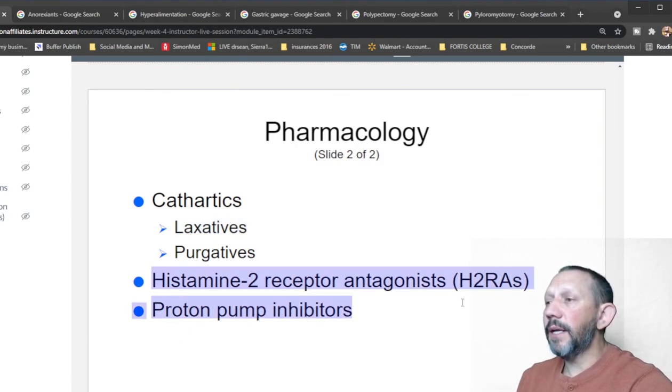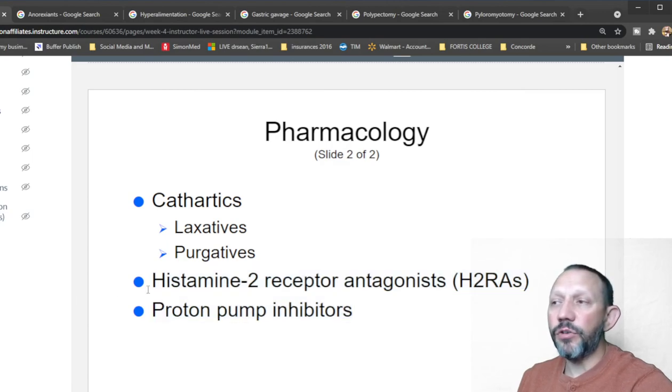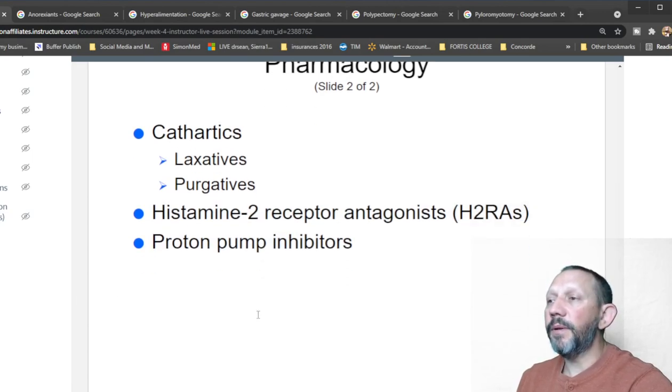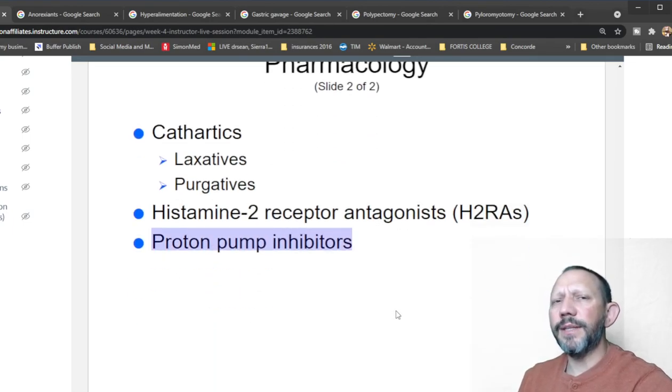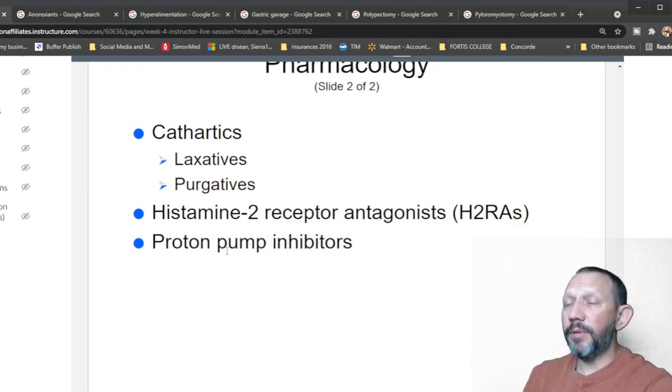Histamine receptor antagonists. If you're having a lot of inflammation, you would use these. And proton pump inhibitors would also help with that. That actually helps with the acid making. So protons, we're thinking of hydrogen again, right? We're thinking back in pH land.